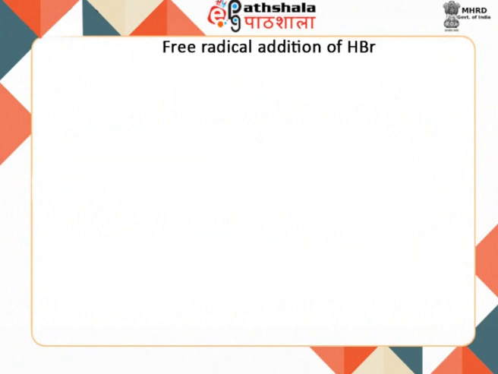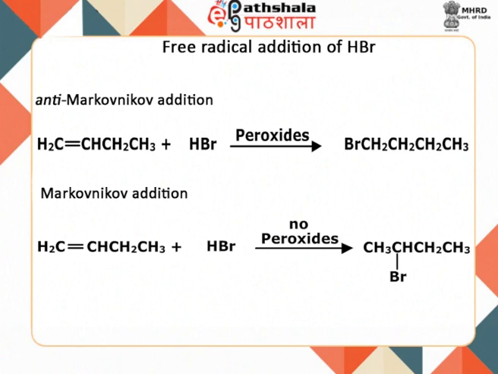Let's discuss the free radical addition of HBr here. It was observed that in the presence of peroxide, the addition of HBr to alkenes takes place in an anti-Markovnikov manner. This was discovered by the famous chemist Kharasch, and this effect came to be known as the peroxide effect or Kharasch effect. Thus, 1-butene gave 1-bromobutane, an anti-Markovnikov product, when treated with HBr and hydrogen peroxide. On the other hand, when treated with HBr in the absence of peroxides, 2-bromobutane was formed as the Markovnikov product.